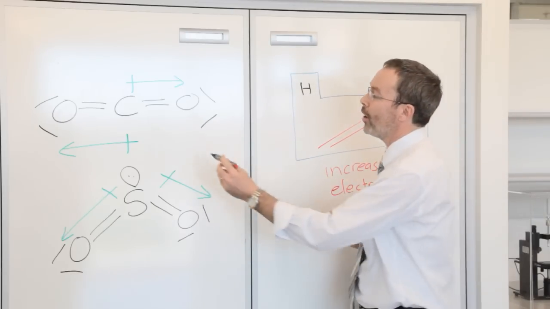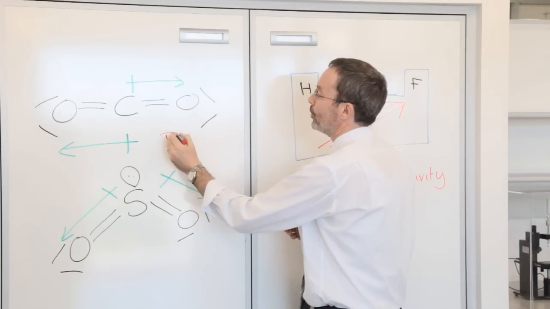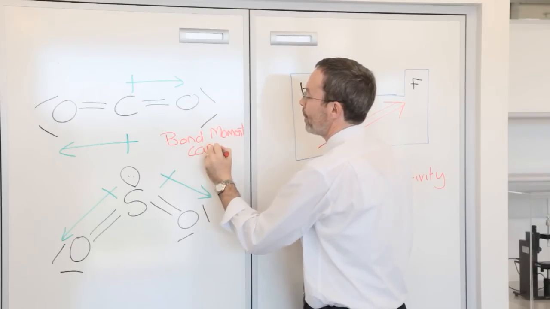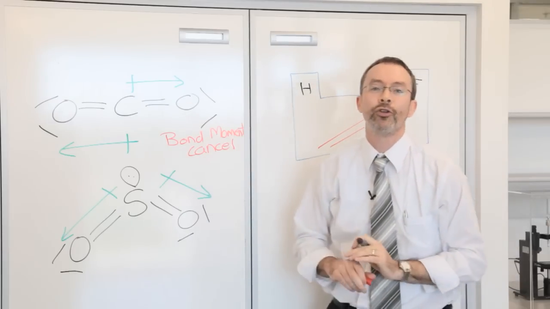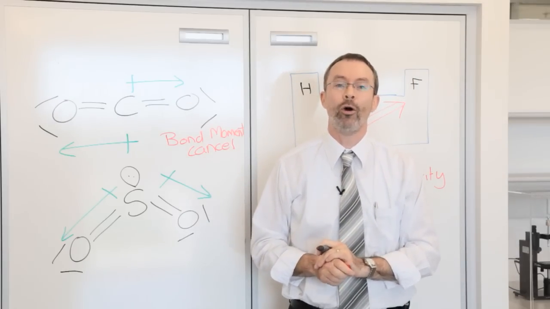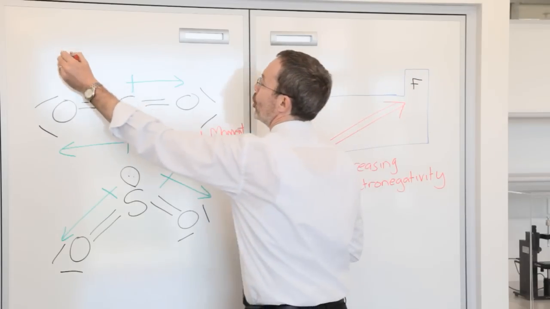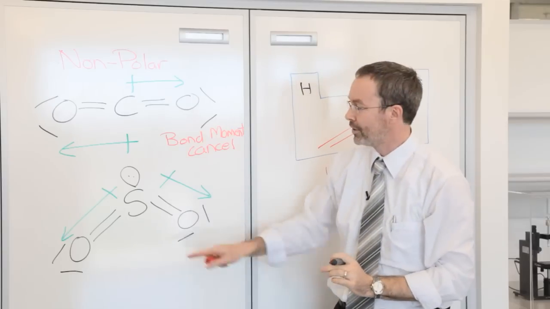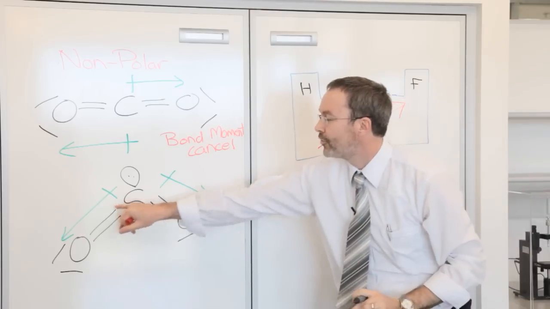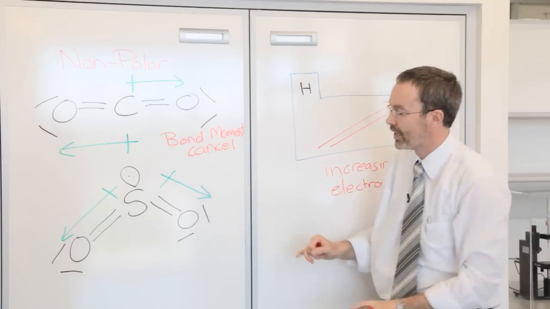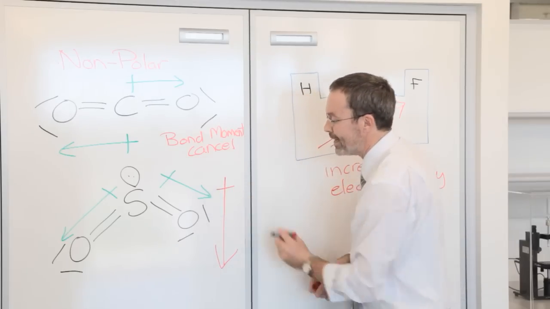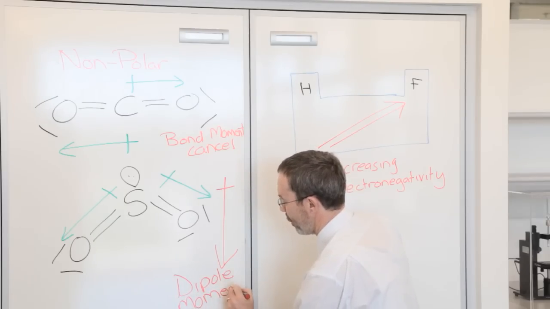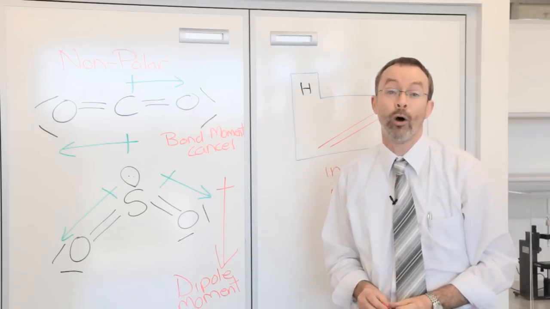we find that the bond moments here cancel. Bond moments cancel, and the molecule in CO2 has no net dipole moment. It is said to be non-polar because it has no dipole moment. In our SO2 example, these two individual bond moments are pointing generally in the same direction, so we have a net dipole moment, and the molecule is said to be polar.